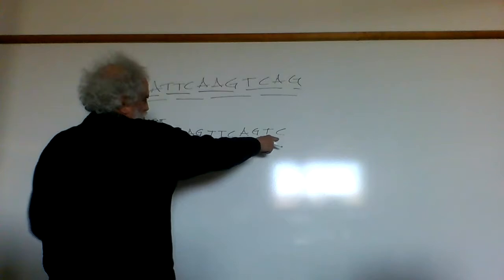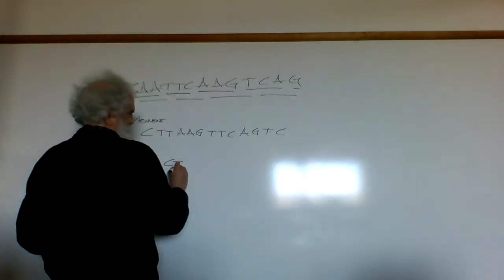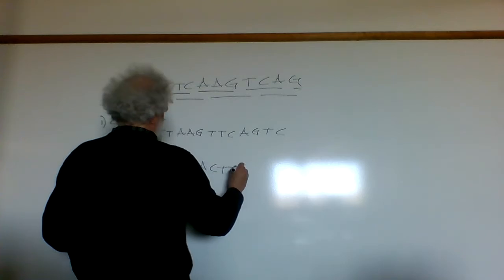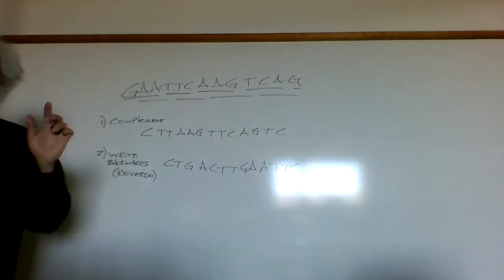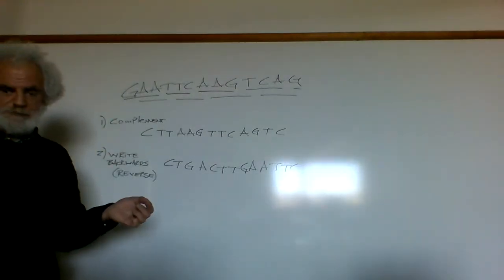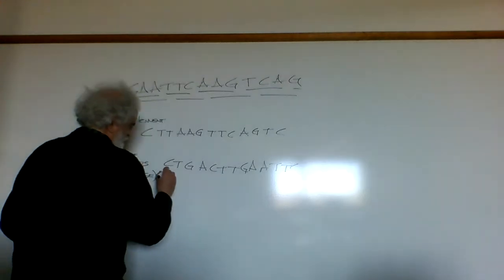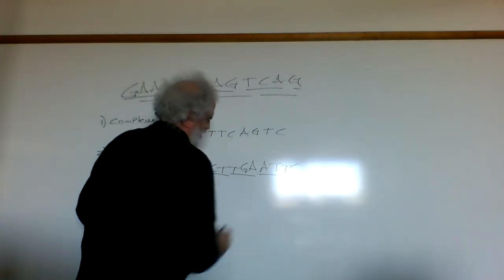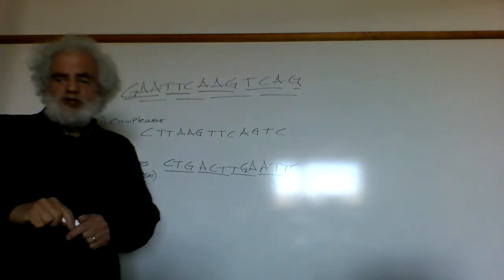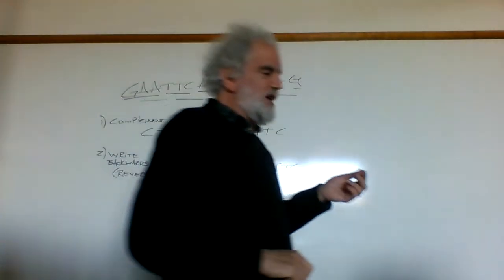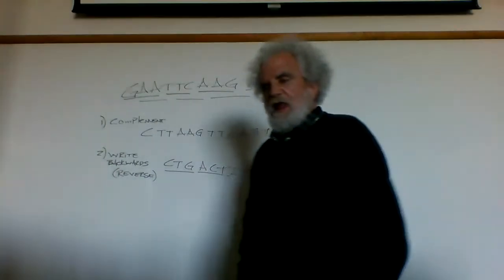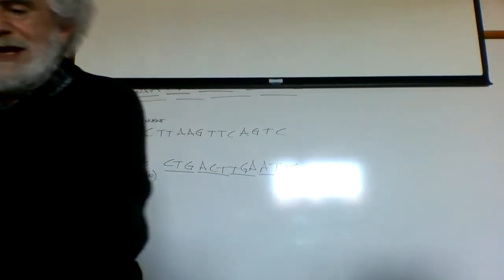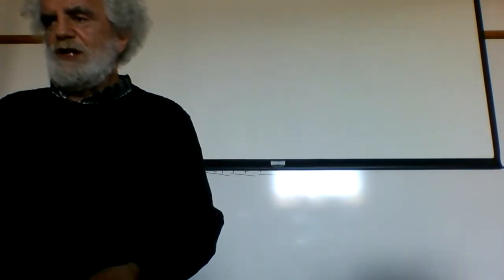So the reverse would be starting here and writing it backwards. CTGACTTGAATTC. That is now the reverse reading frame. And you simply go through and identify the 3 different reading frames. Okay. So now once you have the 3 reading frames, the next step is to blast these reading frames. And that takes you to NCBI, the National Center for Biotechnology Information.